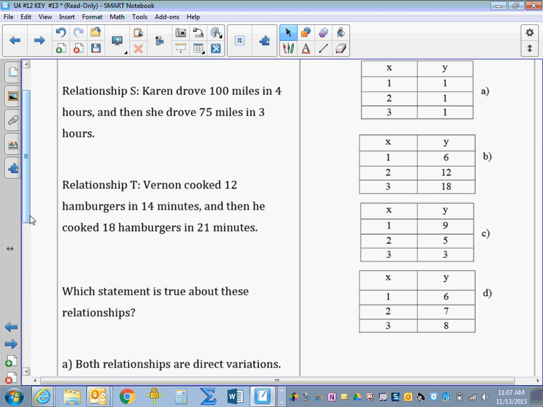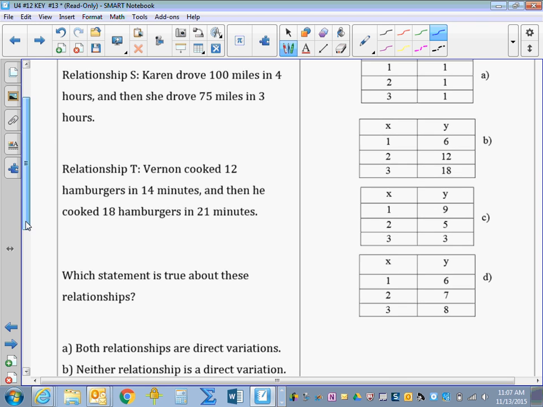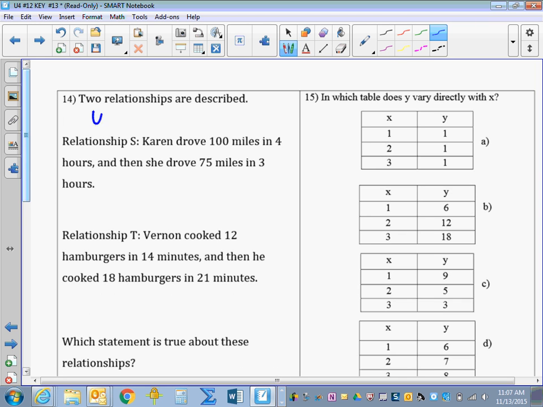Alright, which statement is true about these relationships? So again, we can do this a couple of different ways. One way we can do this is take a look at the plotted points on a graph, and if the y-intercept is at 0, and it has the same slope, then we know that it is a direct variation. We could also set up each one and see if we get the same k value. Because we want to know, is this a direct variation? Remember, direct variation is y equals k times x.